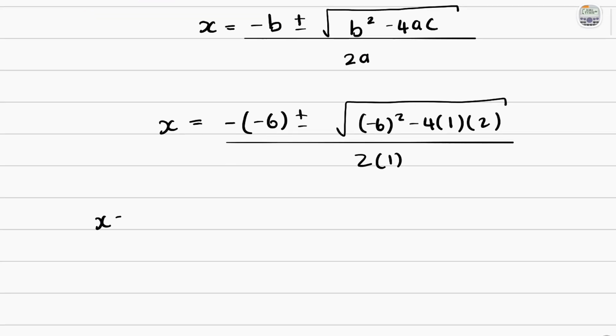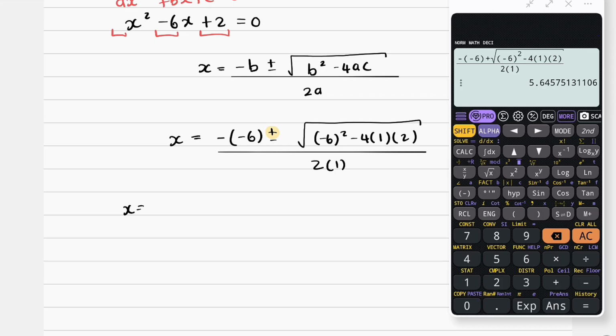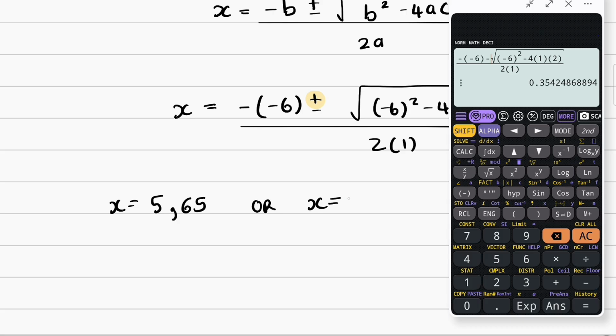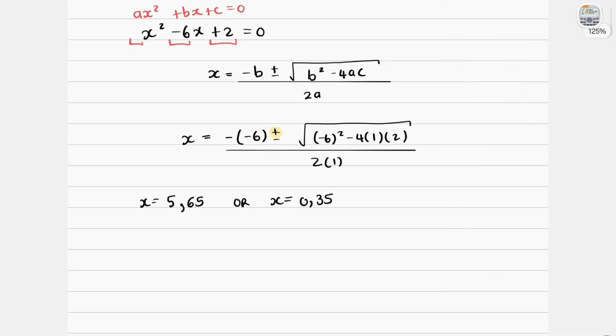And let's find our solutions. So I'll go ahead and start with the positive solution first. Okay, and this is our first x value. X is equal to 5 and you see that 5 is going to round the 4 up to 5. So we have 5.65, or we'll just say x is equal to, and we'll change that, plus 2a minus. And that is 0.35, rounded down to 2 decimal places. And that is our answer. Moving on to the next question.